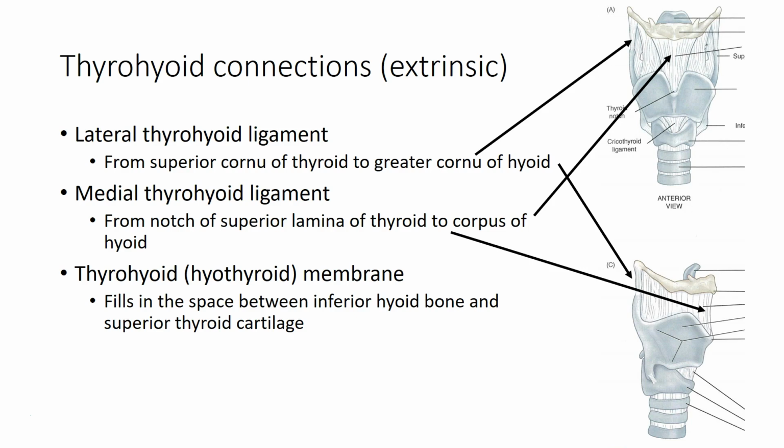Connections between the thyroid cartilage and the hyoid bone, which are extrinsic connections, include the lateral thyrohyoid ligament, which comes from the superior cornu of the thyroid and connects to the greater cornu of the hyoid. The medial thyrohyoid ligament comes from the notch of the superior lamina of the thyroid cartilage to the corpus of the hyoid bone. And the thyrohyoid, or sometimes written as the hyothyroid membrane, fills in the space between the inferior border of the hyoid bone and the superior border of the thyroid cartilage.